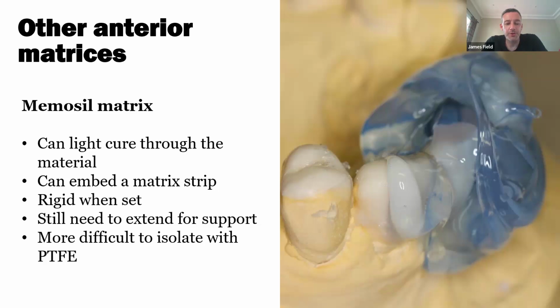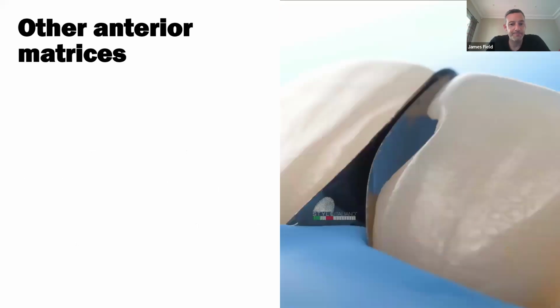If you did want to also use PTFE tape alongside this, it does make it quite challenging to then seat the matrix. So it's just worth bearing that in mind. But with all these things, you just have to have a go, have a play, see how it works in your hands. Again, I've taken some of these pictures from Style Italiano, but we've got other types of sectional anterior matrix which you can use.